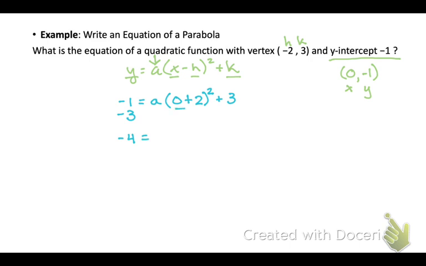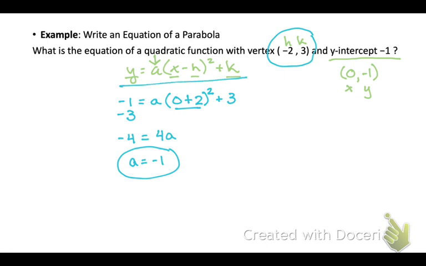So what's 0 plus 2 squared? 4. So I have 4a, because it's times, correct? Because of the parentheses. So what's a? -1. So if a is -1 and my vertex is h and k, can I write this equation now? Yes. So y equals, what's a? -1, and x is x. Then what's next? Plus 2 squared, plus 3.